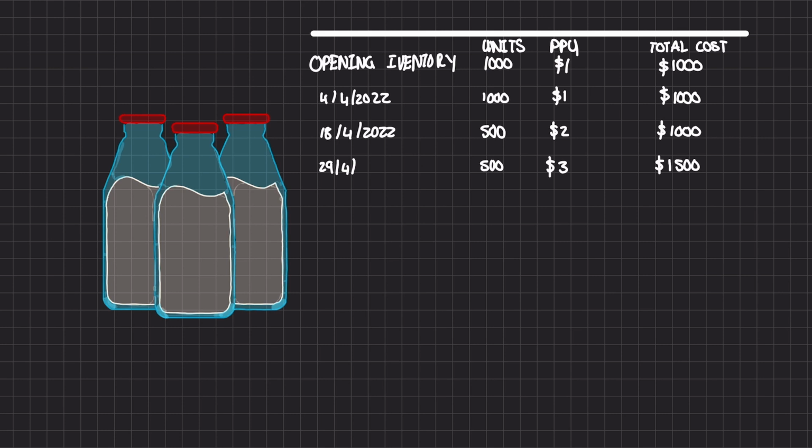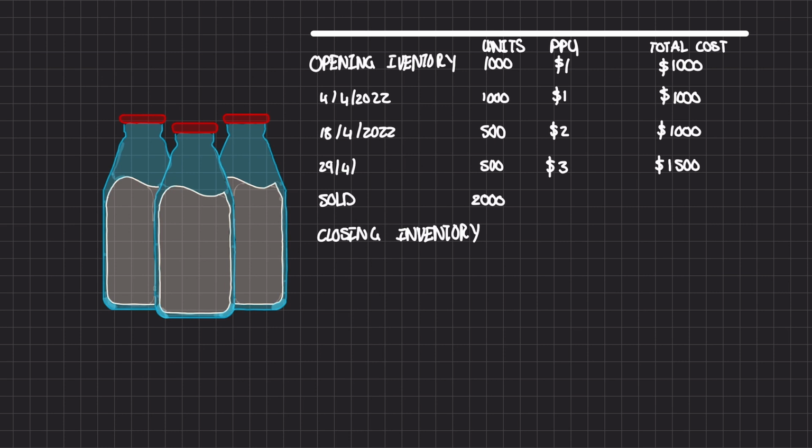Now we want to know, what is the closing inventory? In order to work out the closing inventory, we need to know how much they sold. That is very important. How much did they sell? Well, let's say they sold 2,000 units in total for that month.